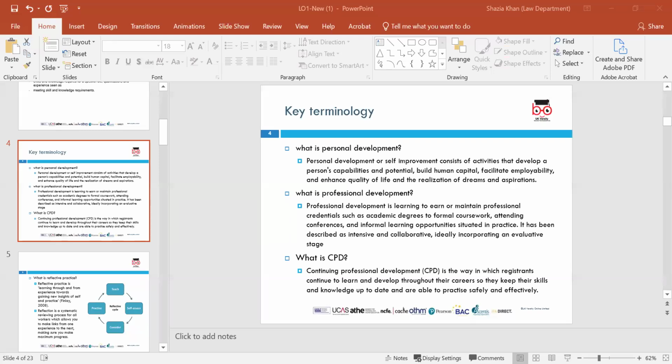What about CPD? When we talk about CPD, it's obviously continuous professional development. What is that important for? CPD is a combination of personal development and professional development. Excellent. Why is it so important? It's important because it gives you an edge in your career path.